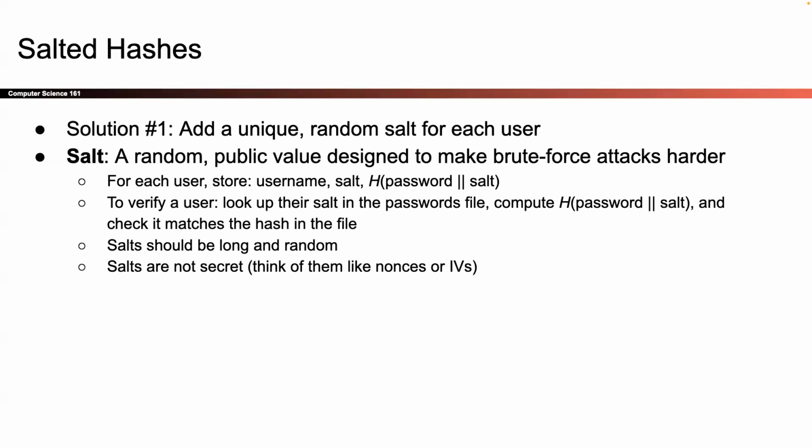Right, so now we have Alice, and then the salt of Alice, and the hash of the same password concatenated with Alice's salt. Same thing for Bob, but Bob's password is going to be concatenated with his salt. So those values are different.